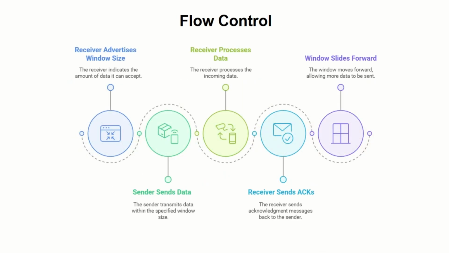It works on a sliding window mechanism to control the flow of data between sender and receiver, preventing the sender from overwhelming the receiver. The receiver advertises a window size, which is how much data it can accept at once. The sender can only send data within this window. As the receiver processes data and sends ACKs, the window slides forward, allowing more data to be sent. This ensures that the receiver isn't overwhelmed by too much data at once and can handle the incoming stream effectively.